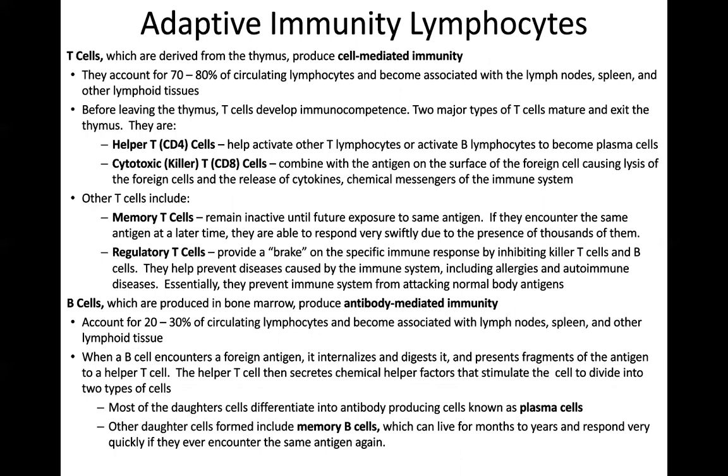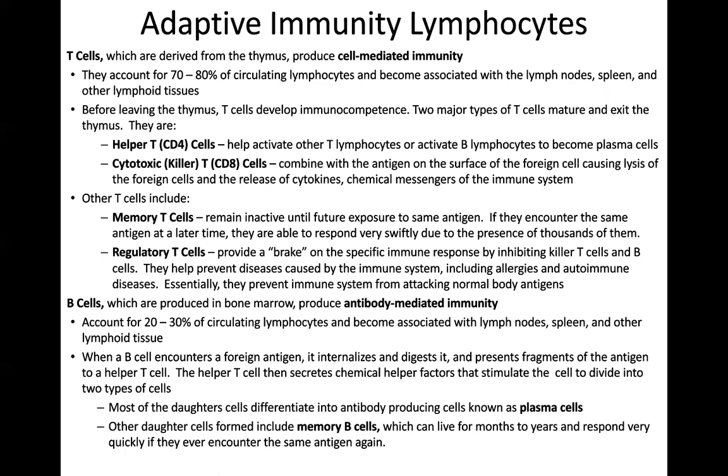So let's talk a little bit more about the different lymphocytes. We've got the T's, we've got the B's, okay? Both of which, just like any other blood cell, originate in the red bone marrow, whereas the B cells stay in the bone marrow and develop there. The T cells mature in the thymus, so they're derived from the thymus, so it's kind of easy to remember T for thymus. And they produce what we call cell-mediated immunity. Okay, they're way more prevalent. About 70 to 80% of the circulating lymphocytes in our blood are T cells.